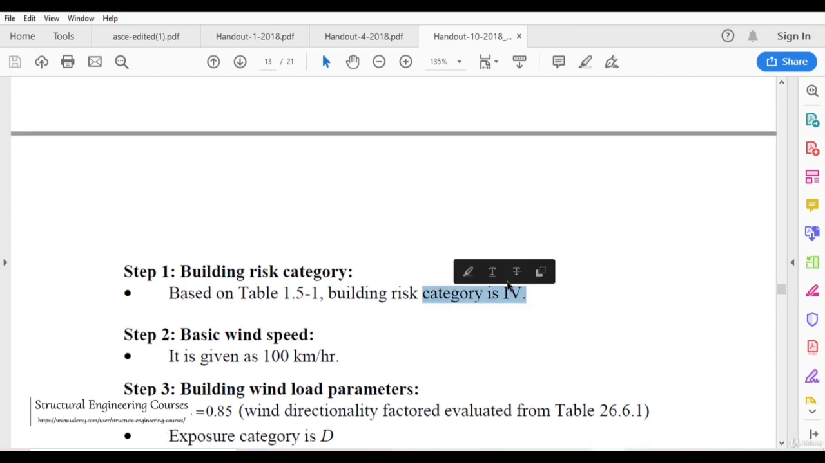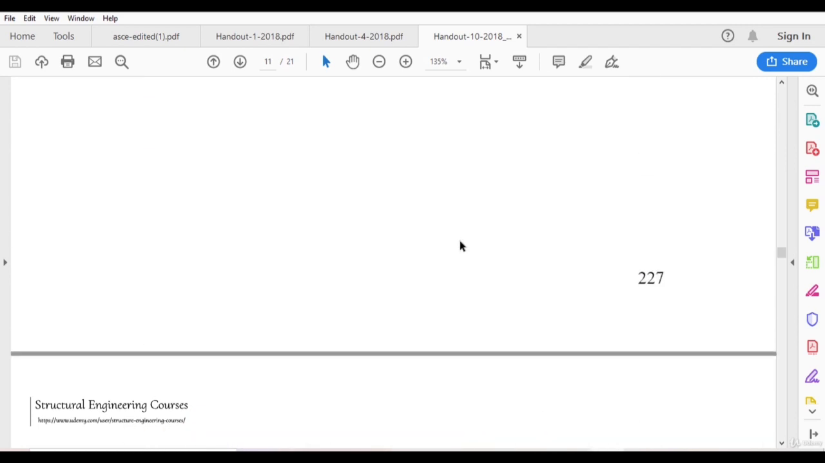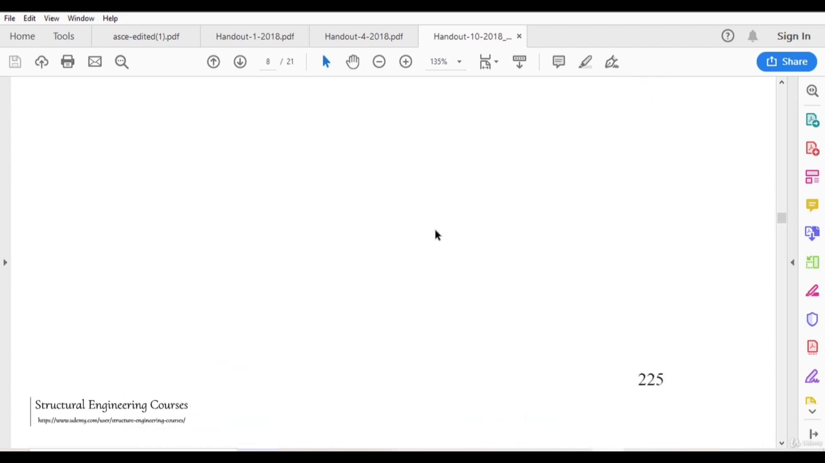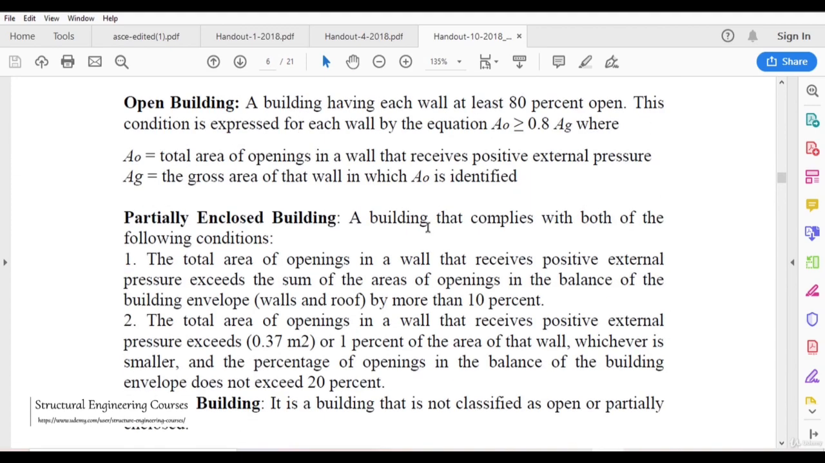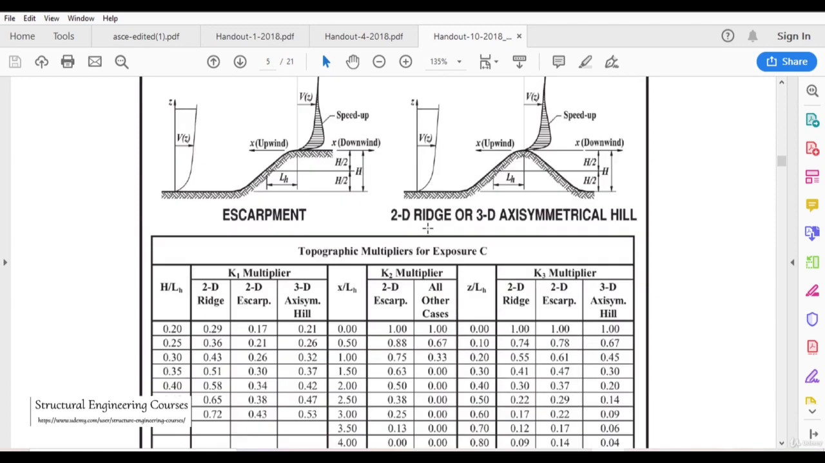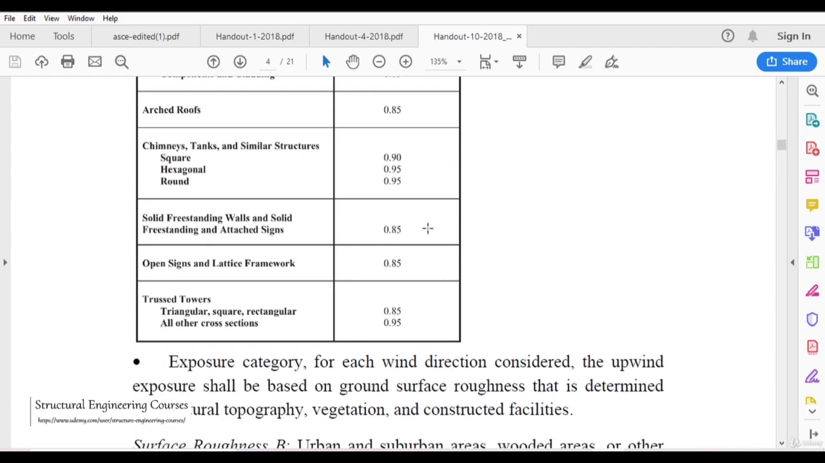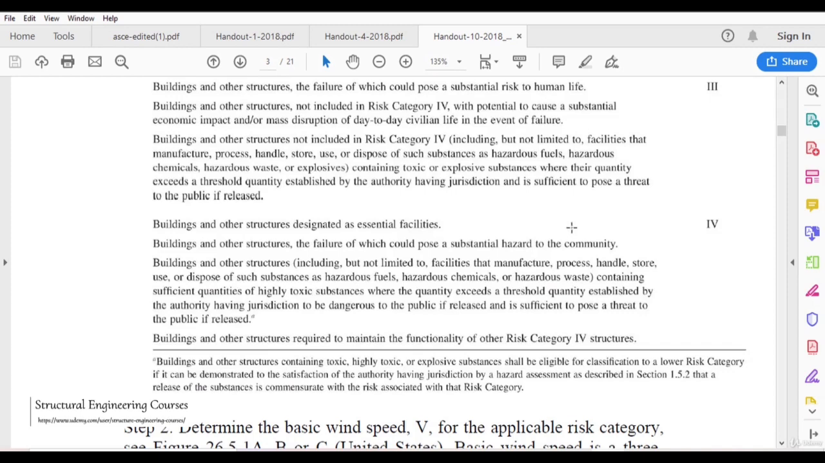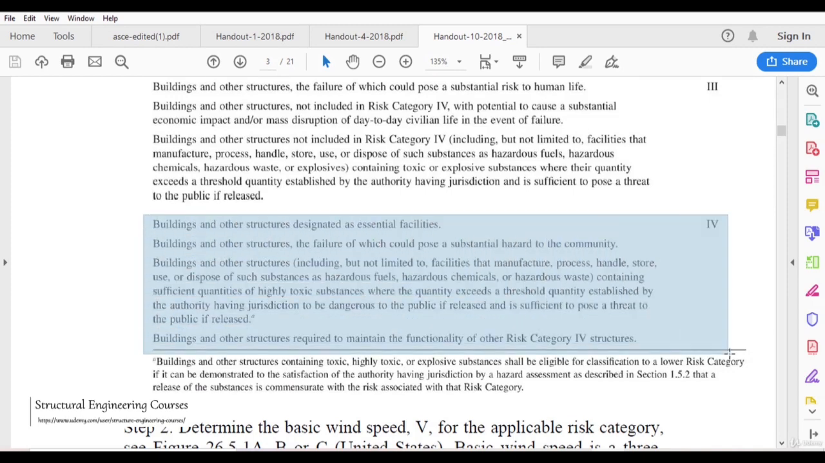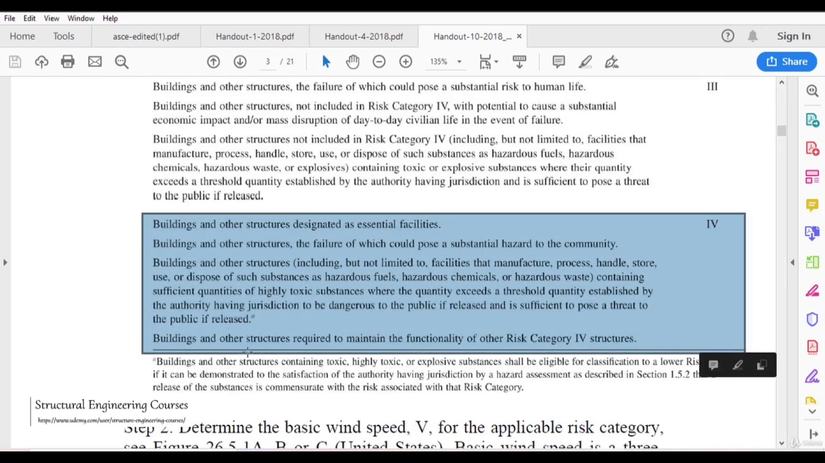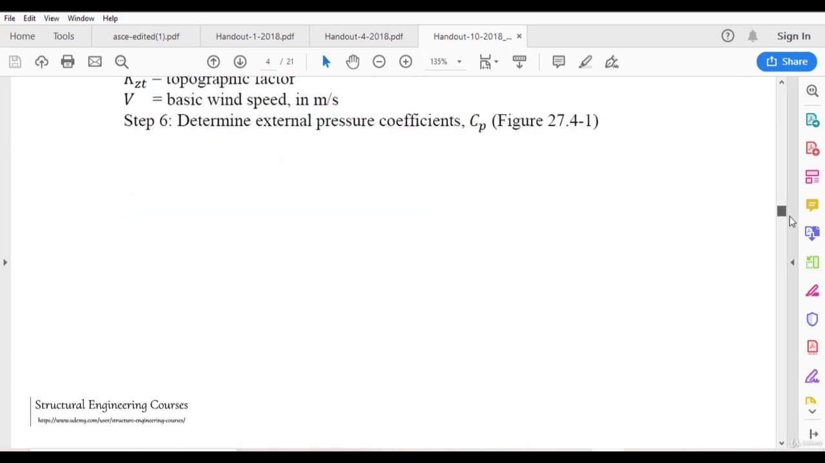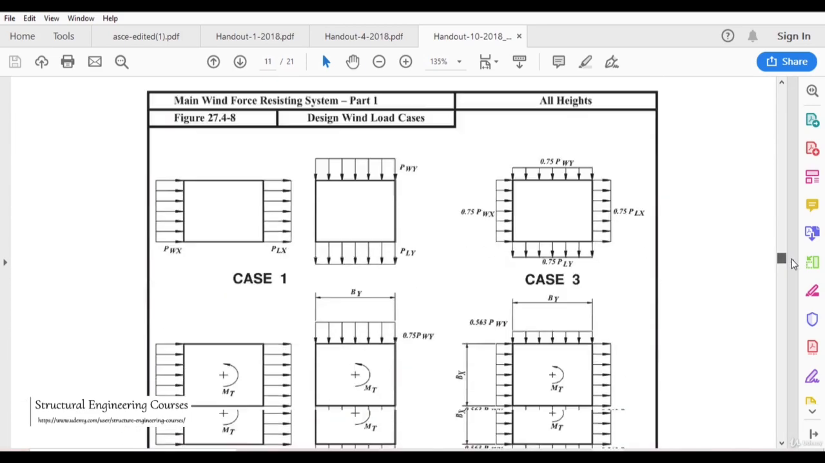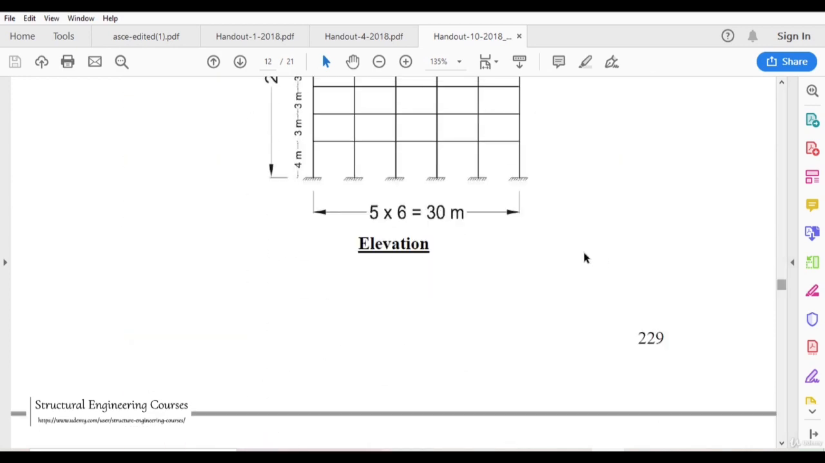So if we open our classification of building risk category, as this is a police building structure, it should be safe under the action of extreme winds and under the action of disaster. So that is why we can consider it to be risk category 4. Buildings or structures required to maintain the functionality of other risk category 4 structures. Obviously a police station is something that needs to be there under the action of extreme events. So that is why we had considered risk category as 4.